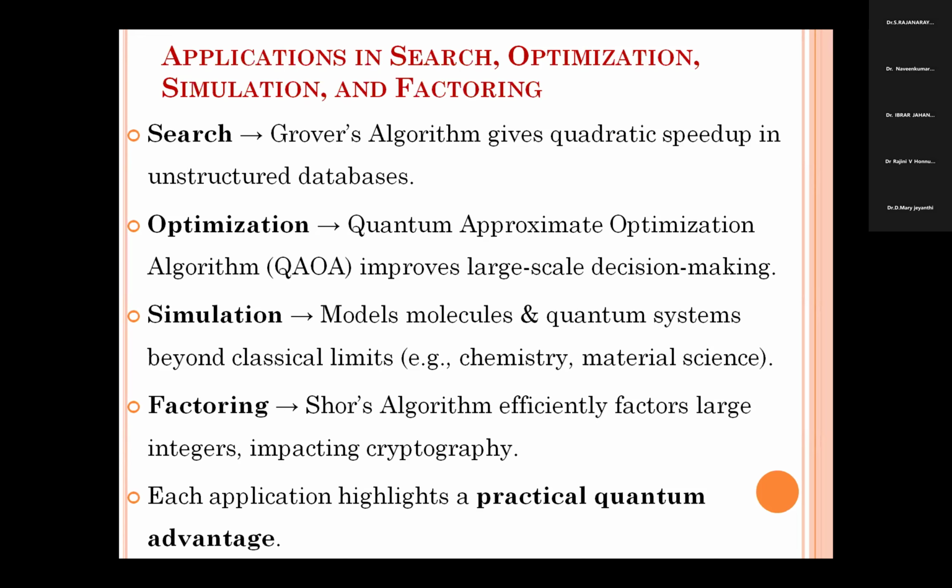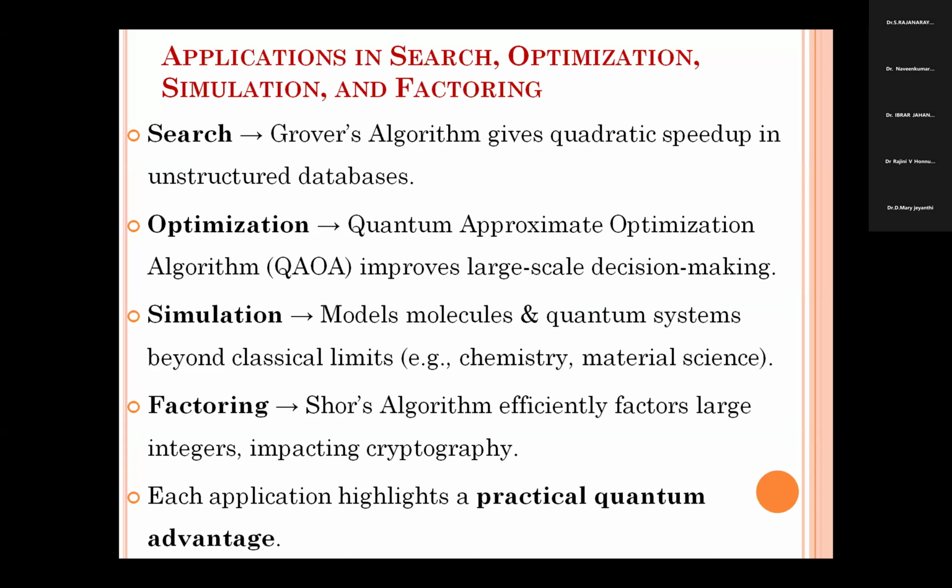Just for this example, right now, we can say a lot of unstructured data means textual data. The text data can be used in this searching process. Optimization: the quantum approximate optimization algorithm improves large scale decision making.